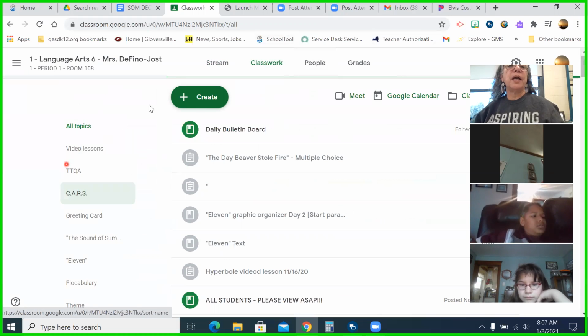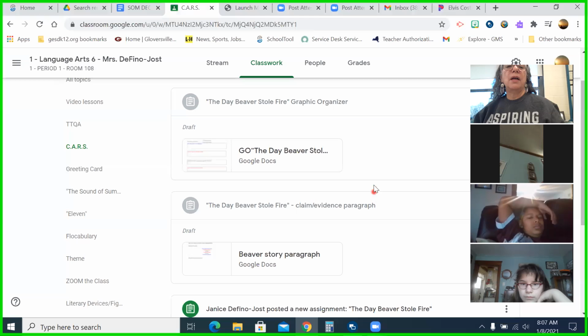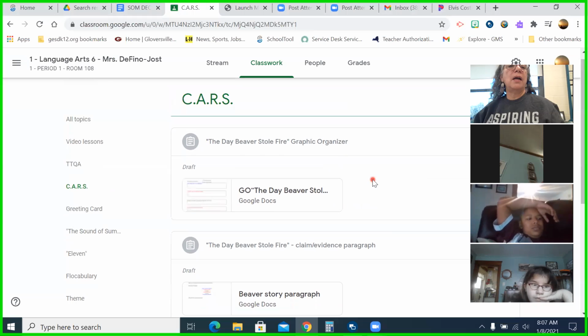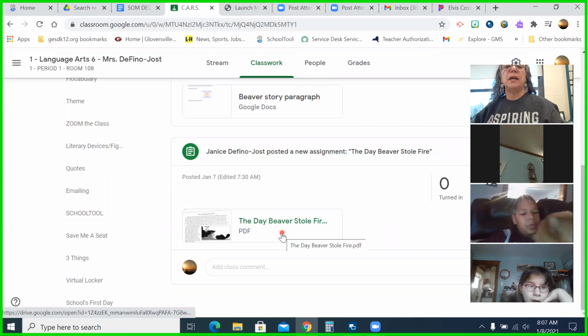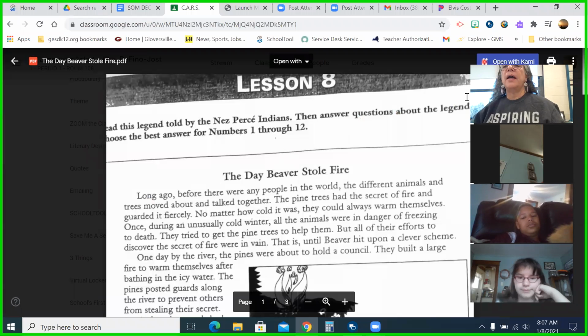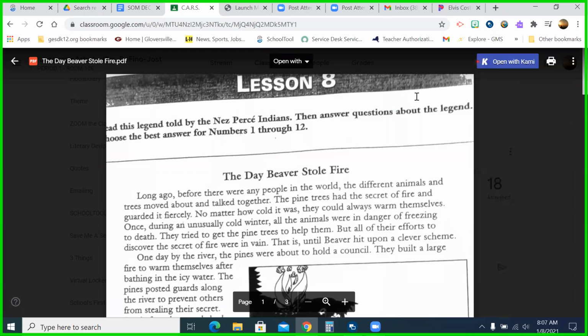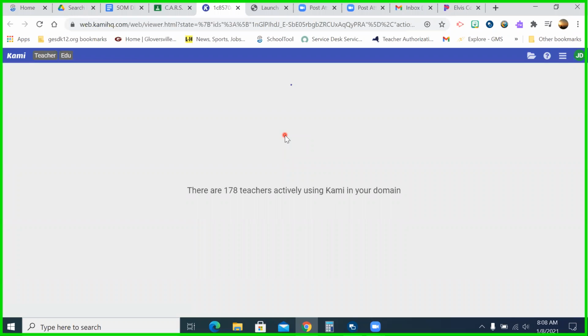So to get to the story again, if you're in Classwork, you go to cars, and mine's a little different because I have some other things. You want to get the new assignment, The Day the Beaver Stole Fire. I'm just going to minimize you guys so we can see. You're going to open with Cami. If you have not done that, you're going to do that. You're going to run the OCR. Good morning, Kiara. Good morning.